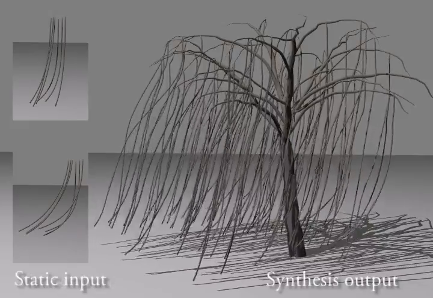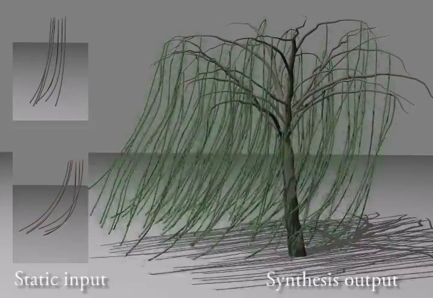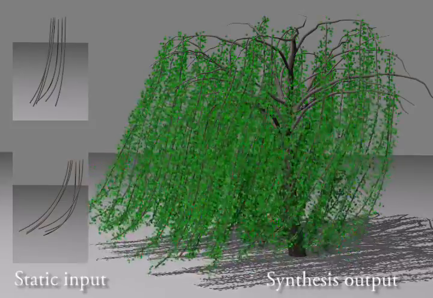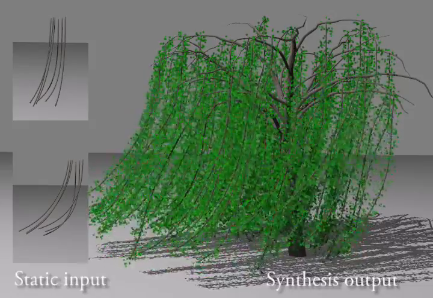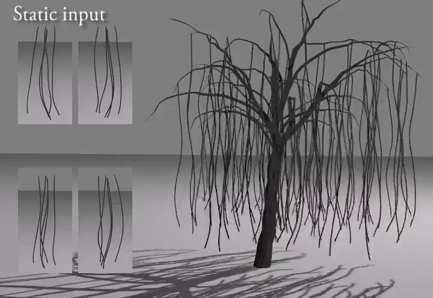In this example, we manually prepare two static frames based on a photo of a willow tree, and then use them to guide the synthesis of dynamic tree branches. The output still looks natural due to our graph synthesis method.